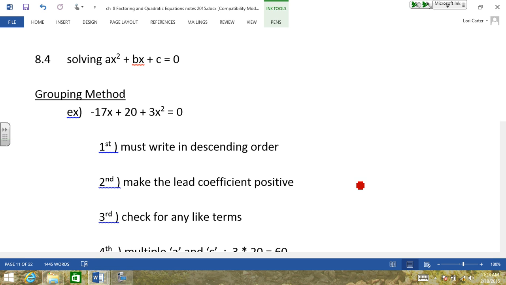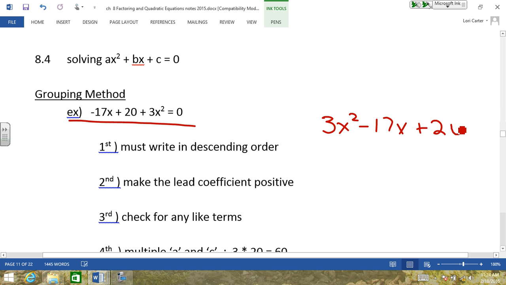All right, first step. We are doing this problem. What's wrong with it? Not in descending order. So what's the right order? 3x squared minus 17x plus 20 equals 0. All right, good. My next step is that leading coefficient always has to be positive. Well, what is the leading coefficient, first of all? 3. Is it positive? Yeah. What if it's not? What do you multiply by to get it positive? Negative 1. So is that going to be hard? No. All right, now we have to factor this thing.